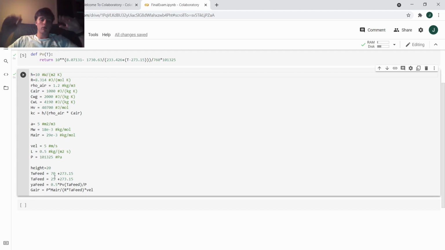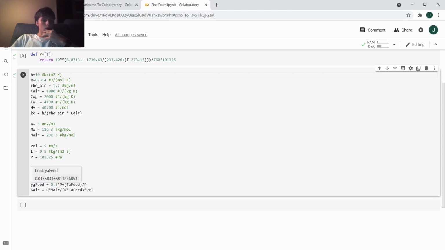And the way we set our positional coordinates, z equals 0 at the top. And so the water comes in at z equals 0, and the air comes in at z equals 20. And then the air would leave at z equals 0. And it's just important to remember when we go to solving this differential equation where we have to have initial conditions.